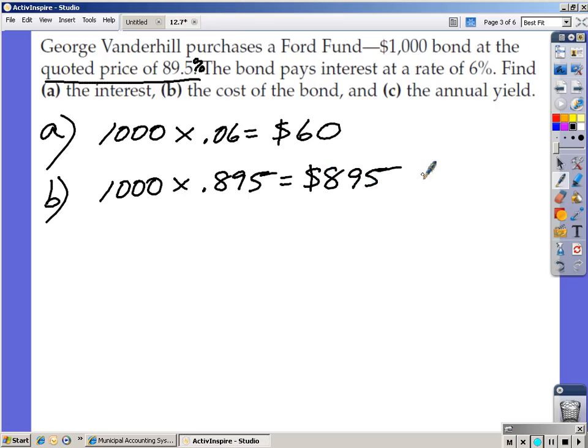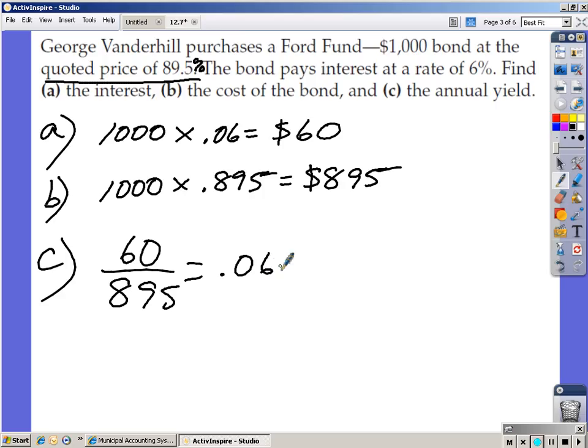All right? Now, part C wants us to find the annual yield. The annual yield is the interest divided by the cost. So it's simply 60 divided by 895. Plug that in your calculator, and you get 0.067039. Okay, we're just going to round that off. My yield is 6.7%. All right?